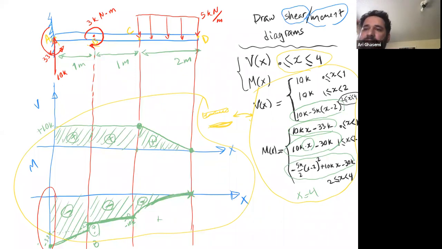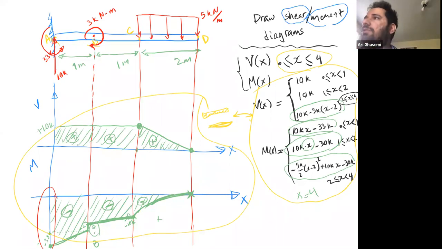The reason that they say draw the shear moment diagram is because it gives you a better engineering perspective and feeling and intuition rather than equations. But in my class, in the exam, if I say, find this relation, if you just give me this relation, I give you the full credit. You don't really need to go through the plotting.